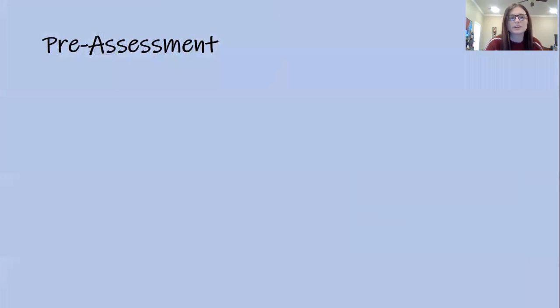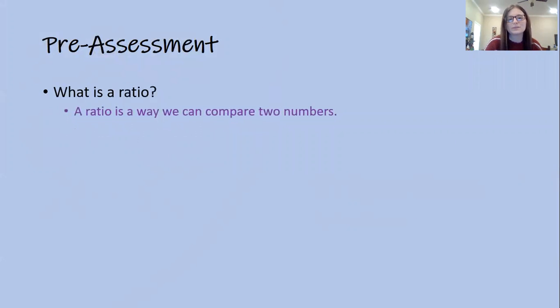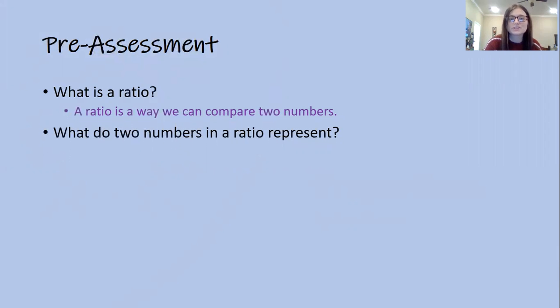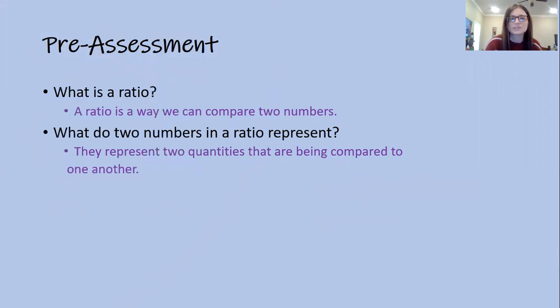So the first thing we are going to do today is do a little pre-assessment, and I'm going to ask you guys a couple of questions about ratios. So what is a ratio? Does anybody remember? A ratio is a way we can compare two numbers. What do two numbers in a ratio represent? They represent two quantities that are being compared to one another.